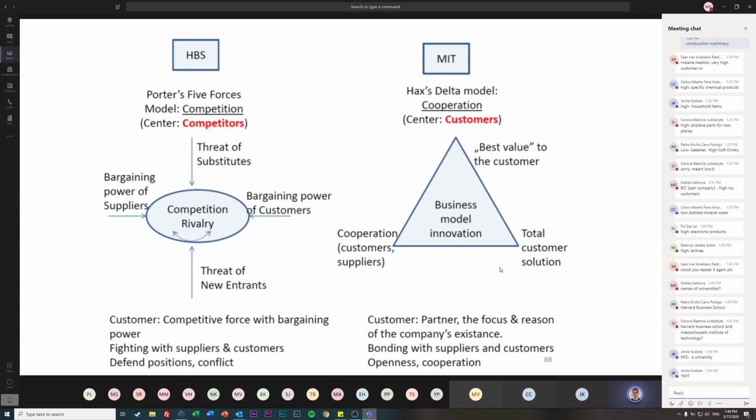Okay, so that's everything from today's lecture. Once more, we spoke about the PESTO analysis. Then we spoke about Porter's Five Forces: the entrants, suppliers, indirect competitors, buyers, and competitive rivalry. And finally, about the Hex Delta model. Now there is space for your questions.